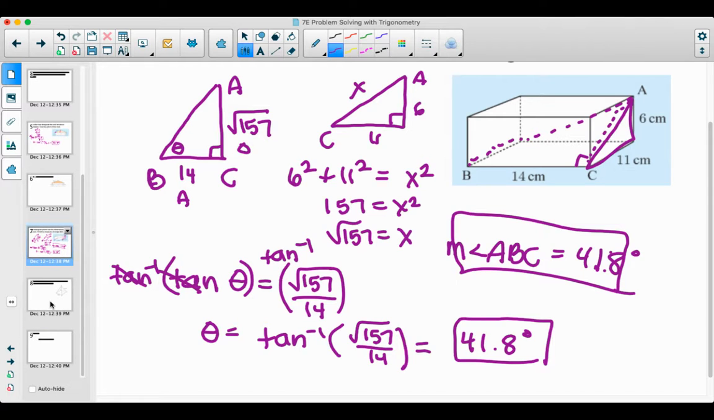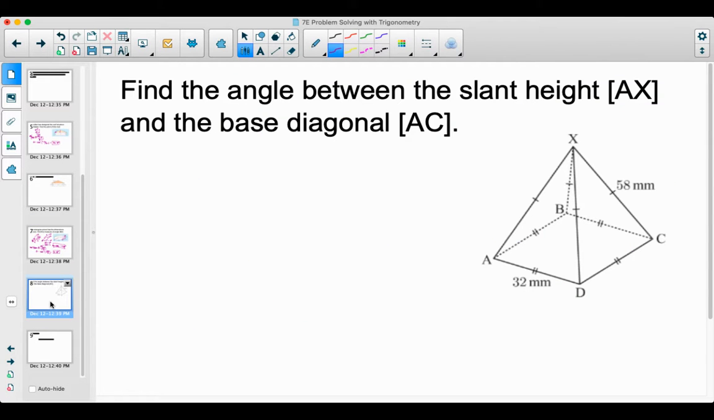Okay, let's take a look at one more example here. So now we have this prism, not a prism, sorry, pyramid. And we want to find the angle that is between the slant height of AX and the base diagonal AC. So we know that we have this ABCD, and we know this is our diagonal here. That's a right angle. And these are all, it's a square because of those tick marks.